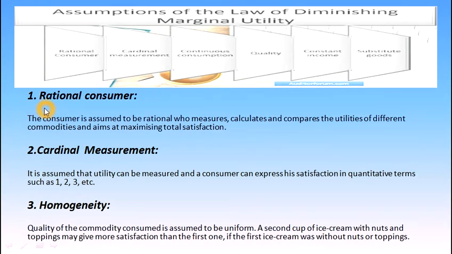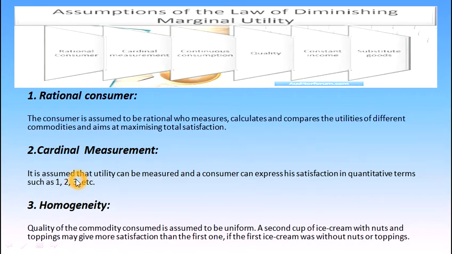The first assumption is a rational consumer. The consumer is a rational human being. Here it means that the consumer is a normal human being who always tries to get maximum satisfaction from any given commodity. The law of DMU is applicable only in the case of a rational consumer. The consumer should be able to think rationally and always think to satisfy maximum want.